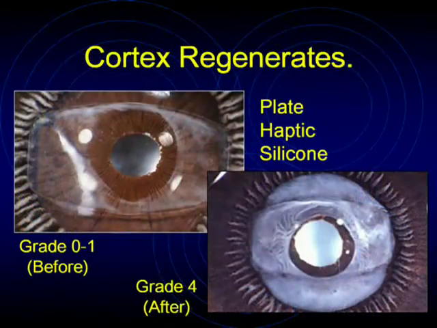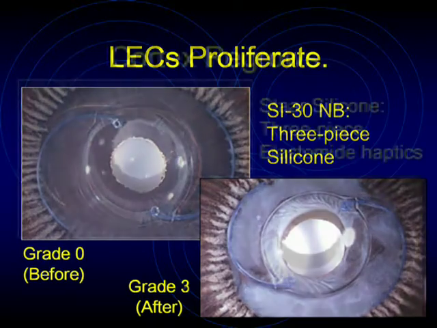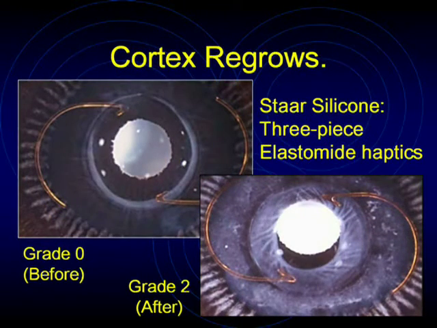The problem is cortex regenerates. It happens with every surgery. In this case, it had no resistance to formation despite a plate haptic silicone lens well positioned in the capsular bag. In this case, it had no regard for the fact that there was a three-piece silicone lens in the way. Here we see that it was completely in disregard of a Star silicone three-piece with elastomide haptics.